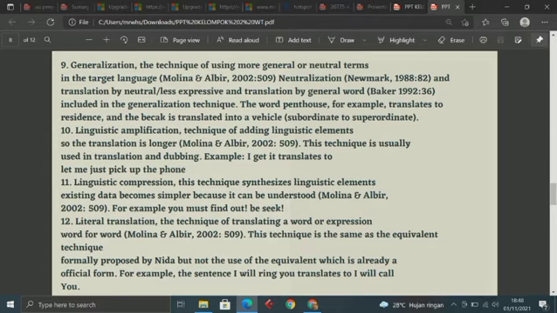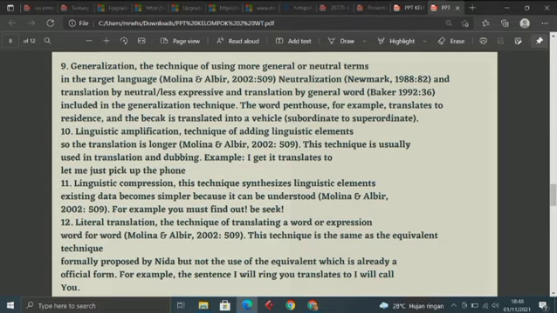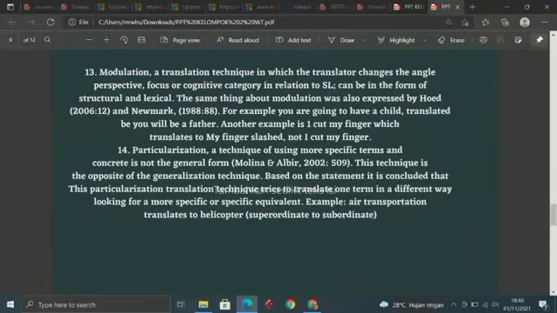This technique is the same as the equivalent technique formerly proposed by Nida, but it is not the use of the equivalent which is already an official form. For example, the sentence "I will ring you" can be translated to "I will call you." The next type is modulation. It is a translation technique in which the translator can change the angle of perspective.